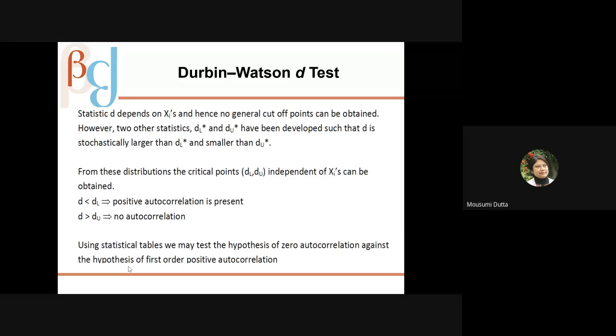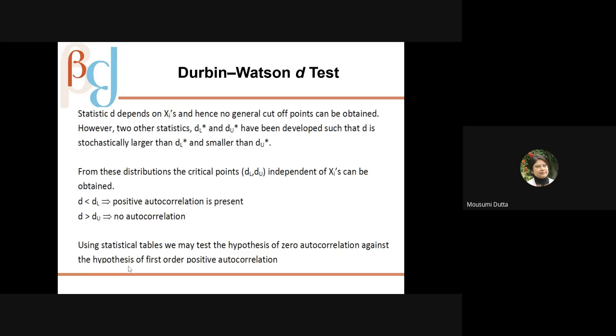However, two other statistics, DL star and DU star, have been developed such that D is stochastically larger than DL star and smaller than DU star. So statisticians or econometricians gave us two cutoff points, DL star and DU star. From these distributions, critical points DL and DU, independent of the X's, can be obtained.